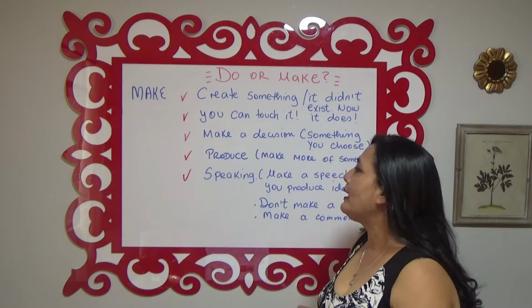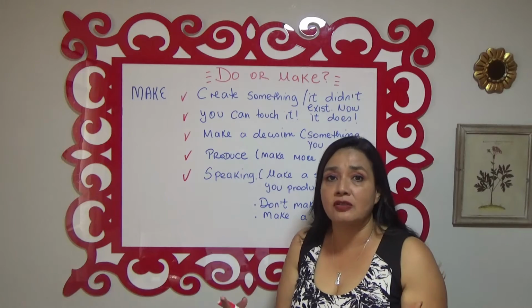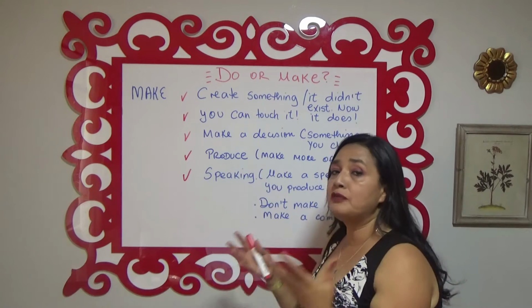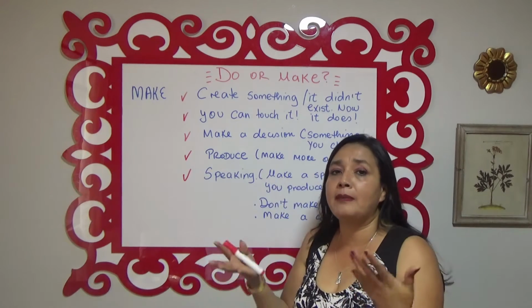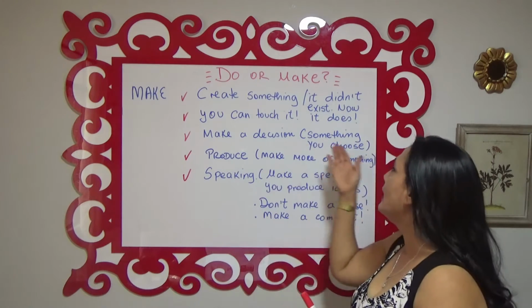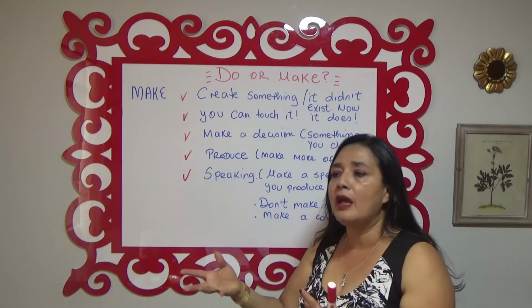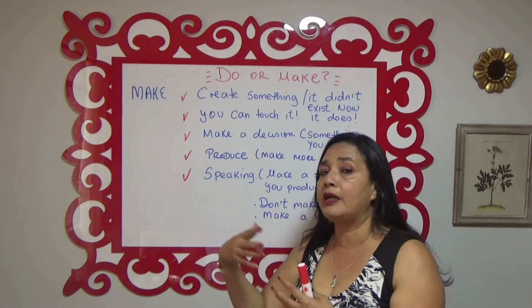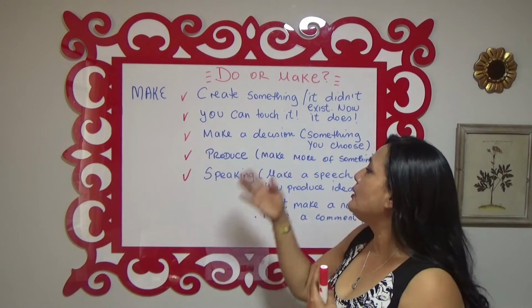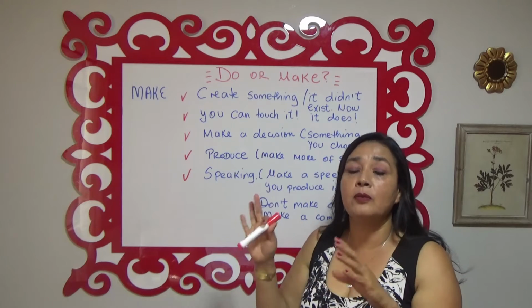We use make when we talk about decisions. For example, you have to make a decision about moving, all right? Something you choose. You are choosing something. Are you going to move or are you going to stay? So we use make with the word decision.